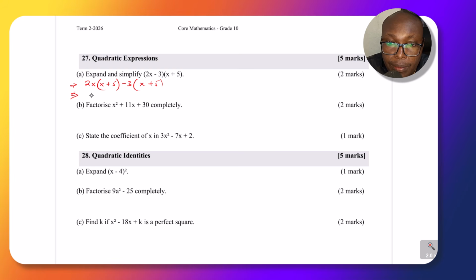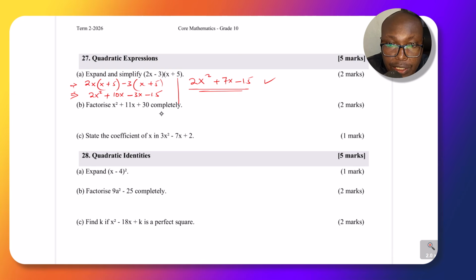open the bracket. 2x by x, you get 2x squared. 2x multiplied by 5, you get 10x. Negative 3 times x, that is negative 3x. And the negative 3 times 5, that is negative 15. Then collect the like terms. So you have 2x squared. 10x subtract 3x, you get 7x. Then subtract 15. And you have expanded and you have simplified.